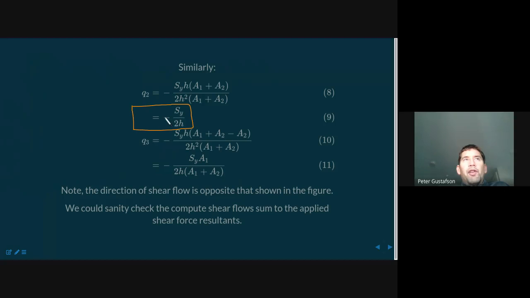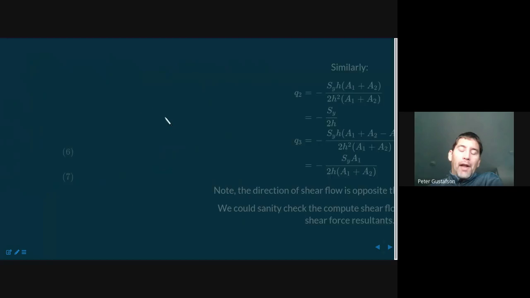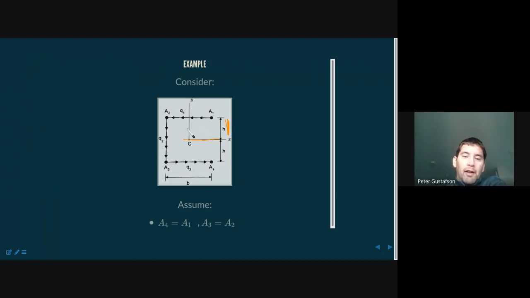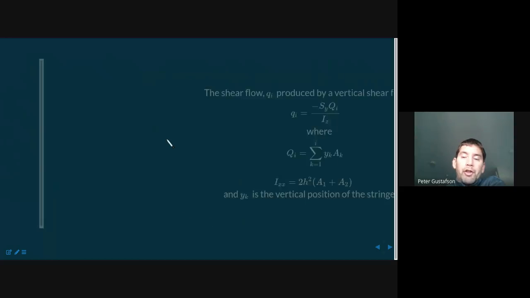Now keep in mind, what is the definition of shear flow? It's shear stress times thickness, so it has units of force per unit length. If we want to convert that into a force, we multiply by a length. In this case, the calculated length is 2H. So 2H times the magnitude Q2 should give us the total shear force in the vertical direction.